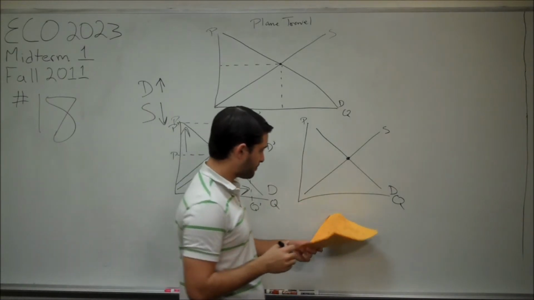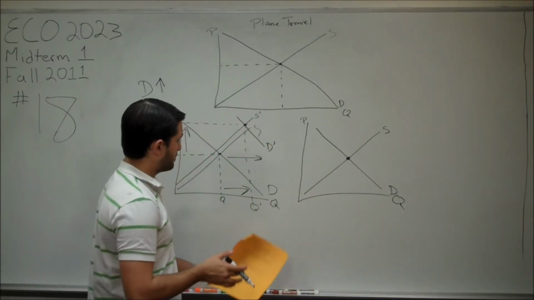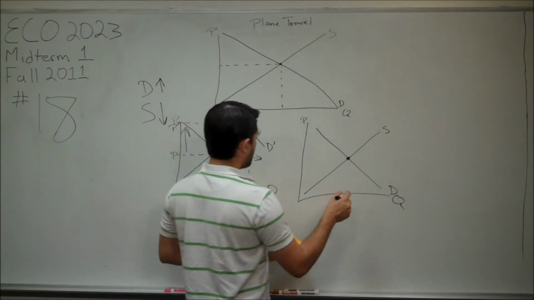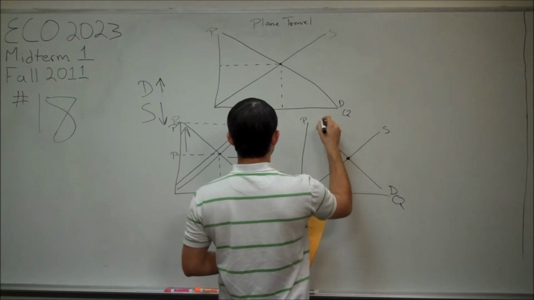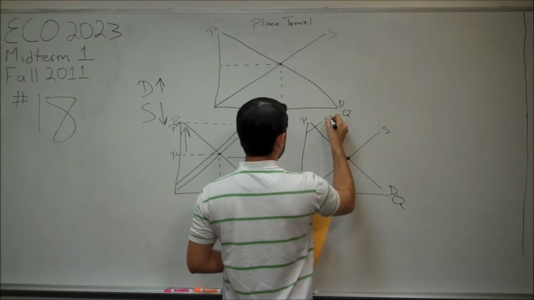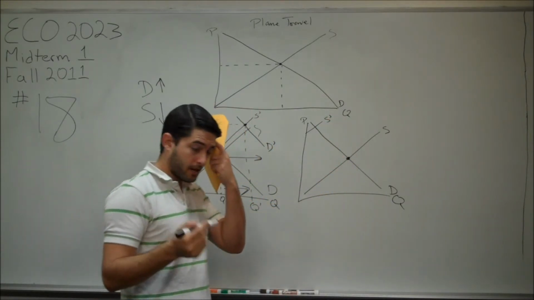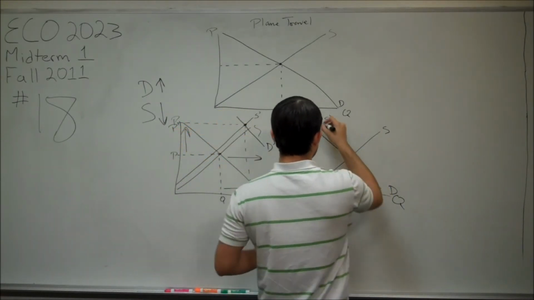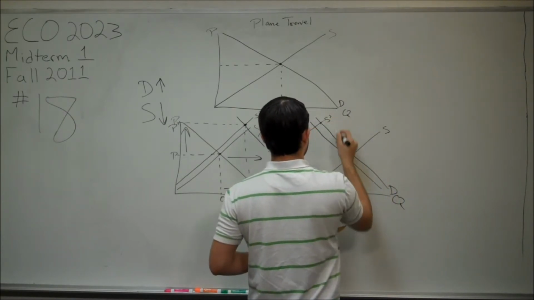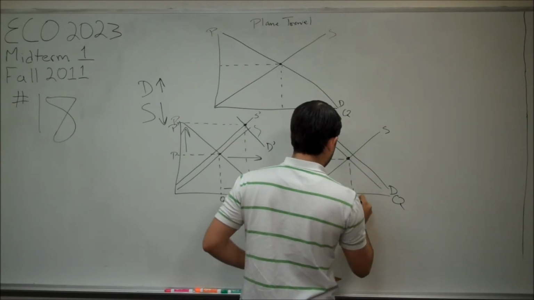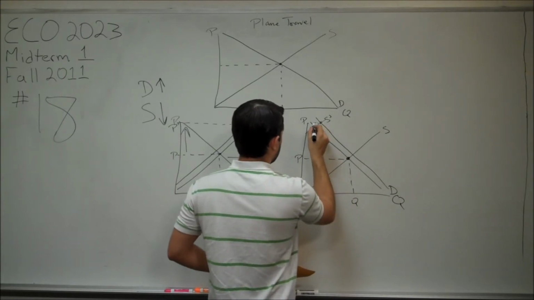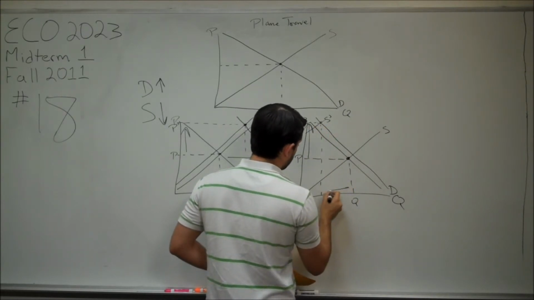On the second one, we're going to do the exact opposite. We're going to exaggerate the supply and minimize the demand. So the supply is going to go down by a whole lot. Let me put that right there. And the demand is going to increase by just a tiny bit. This is the new point, and here the price went up and the quantity decreased.